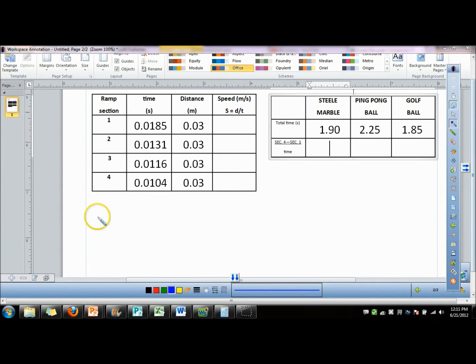Okay, now that you have those filled in, let's remind ourselves what the formula for acceleration is. If you look in your textbook, acceleration is equal to the velocity final minus the velocity initial, divided by total time. So velocity final would be the speed of the object at the end of the ramp. The velocity initial would be the speed of the object at the beginning of the ramp, and the total time is what I've given you here. So I'll go through the calculation for the marble with you, and then you can do the calculations for the ping pong ball and the golf ball.